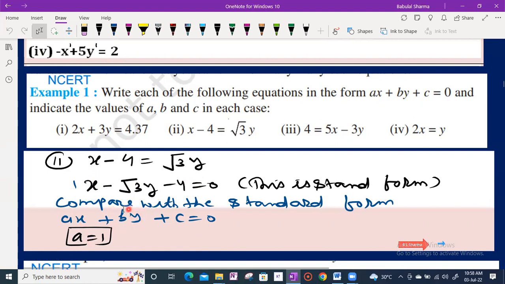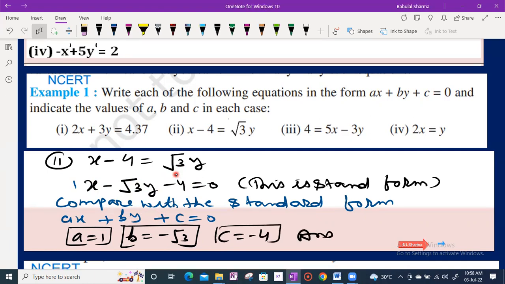What is b? The coefficient of y. And here the coefficient of y is minus root 3. हमको साइन के साथ लेना पड़ेगा. So b is equal to minus root 3. And what is c? C is constant here and constant here is -4. So what is c? C is equal to -4 and this is the answer of this question.